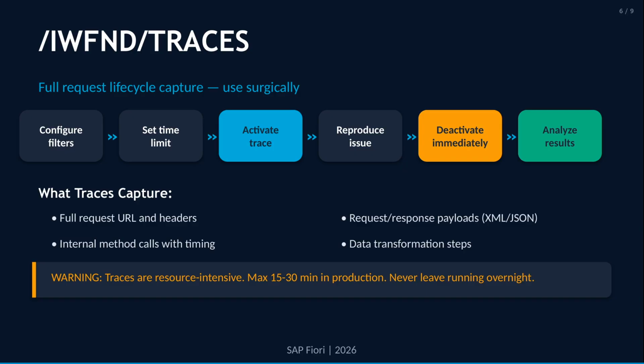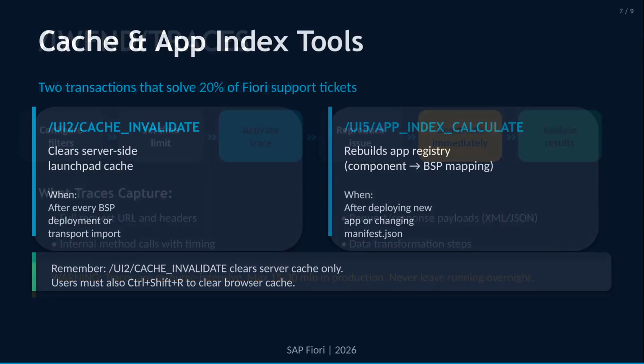Important: traces are resource-intensive. Always set a time limit, usually 15 to 30 minutes, and trace only the specific user or service causing the problem. Deactivate it as soon as you have captured the scenario.